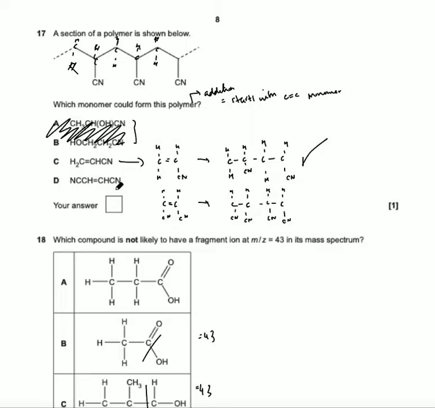If we look at D and we draw out D, this is what we have. We have two cyanides at the bottom of every carbon and two hydrogens on the top, and a hydrogen on top of the carbon. And so when you join them together, this is what it would look like. We have cyanide on every carbon that's joined. That's not the case here. We have cyanide and hydrogen, cyanide and hydrogen. And so the answer is not D, it is C.